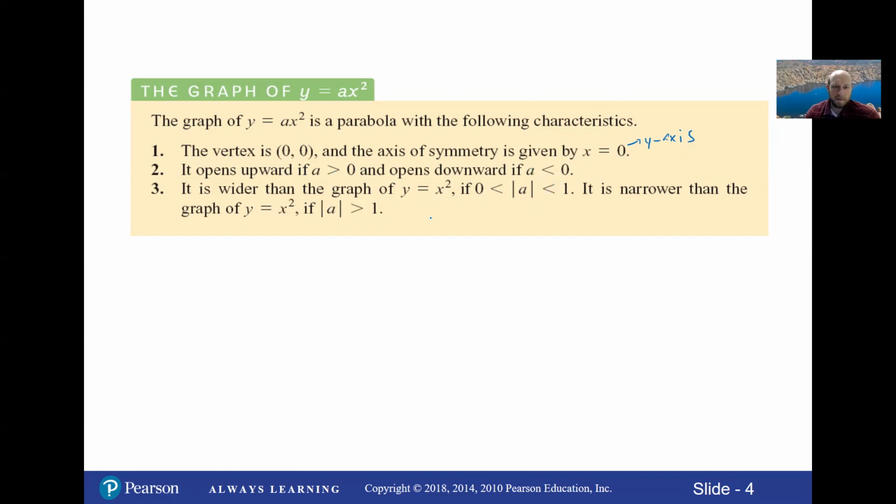We talked about some of that. Again, it's wider than the graph of y equals x squared if a is between 0 and 1, not including 0 and 1, so it stretches out. And it's narrower, or closer to the y-axis, if a is greater than 1, or I should say if the absolute value of a is greater than 1. Same thing over here, the absolute value of a.